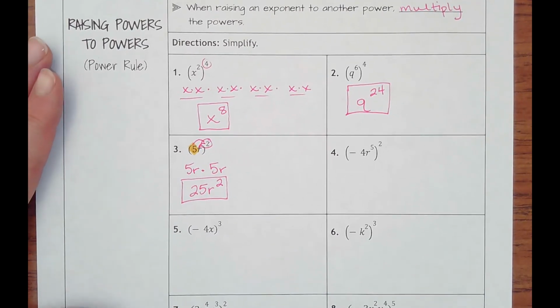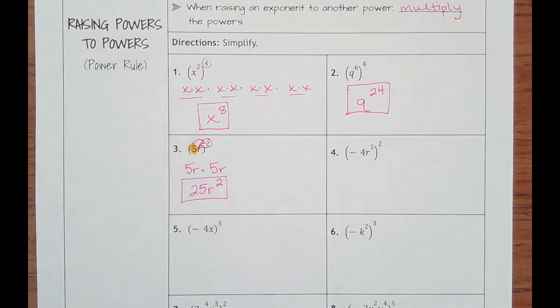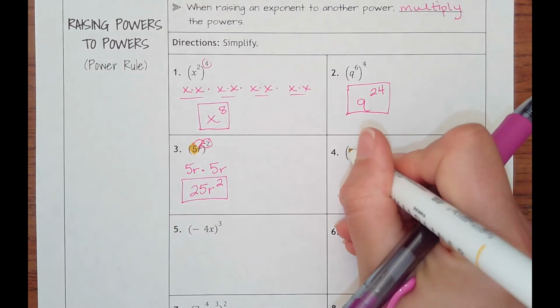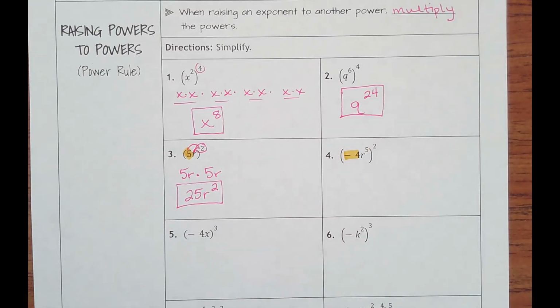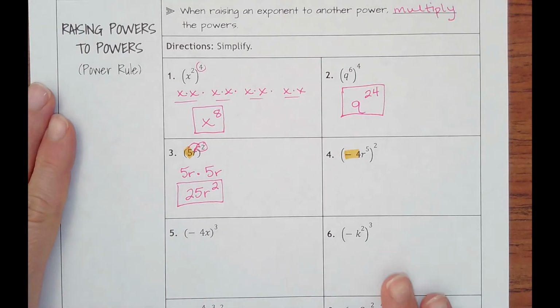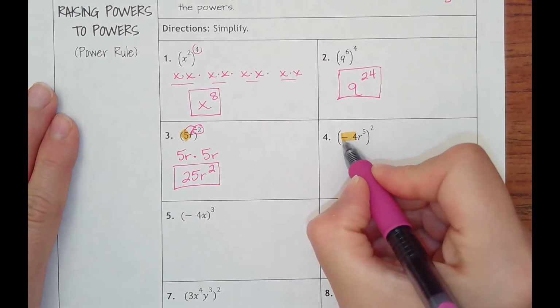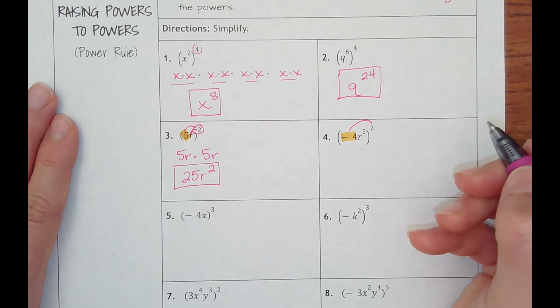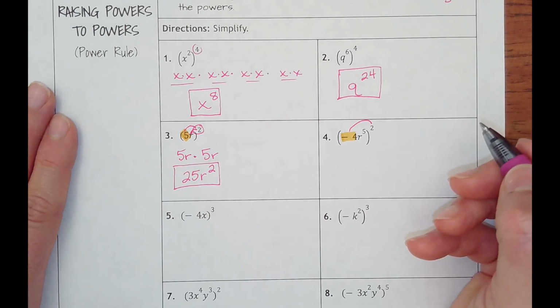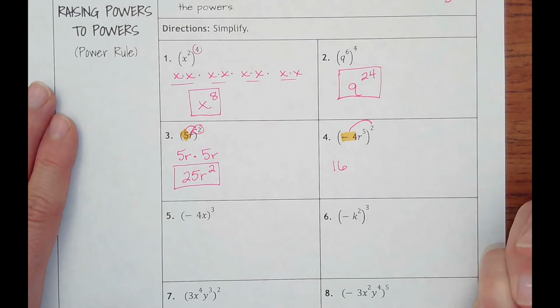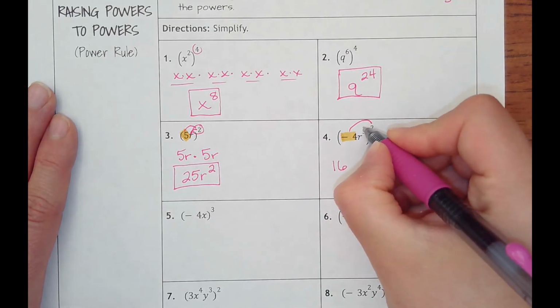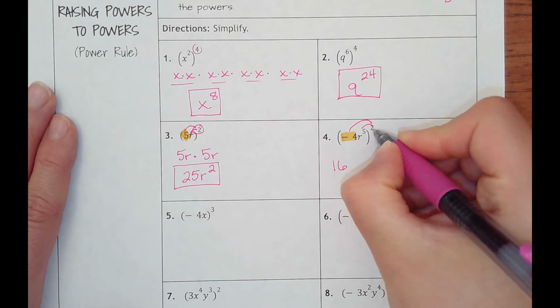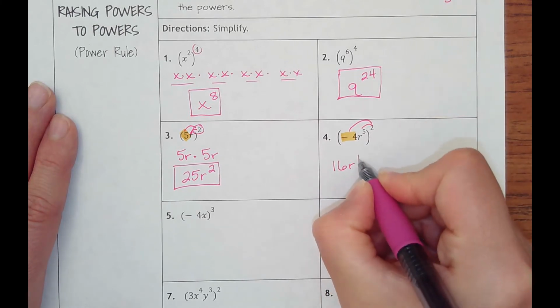All right, number 4, we have this negative in front. Okay, so let's try to do it without writing the whole thing out. We would take -4 and square it. -4 times -4 is positive 16. So whenever you take a negative and you square it, it's always a positive. And then my rule here is to take 5 times 2, and that would be r to the 10th.